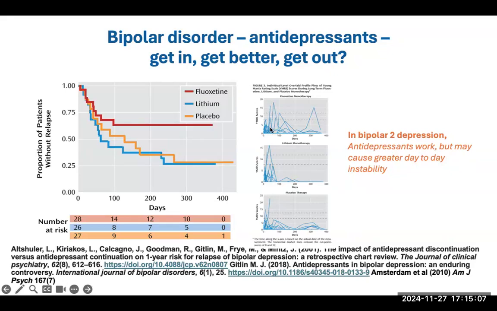And so what you see here is that folks that were on fluoxetine monotherapy, this top group, are much more jagged. Each of these lines would represent an individual patient. And as you can see, there's a lot more variability in their mood states day to day, week to week, compared to folks who were on lithium, for example, much more stable. A few outliers here, but mostly pretty stable. So the take home for me here is really be careful about antidepressant monotherapy in bipolar 2 patients.